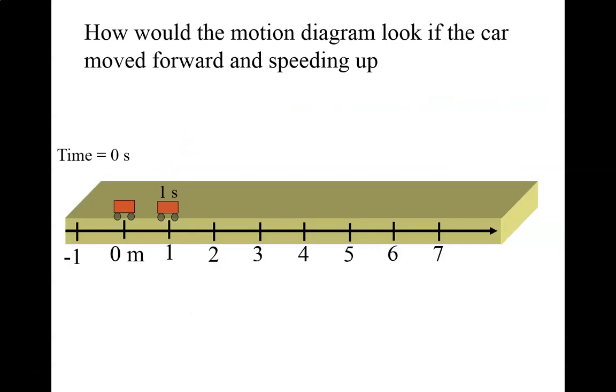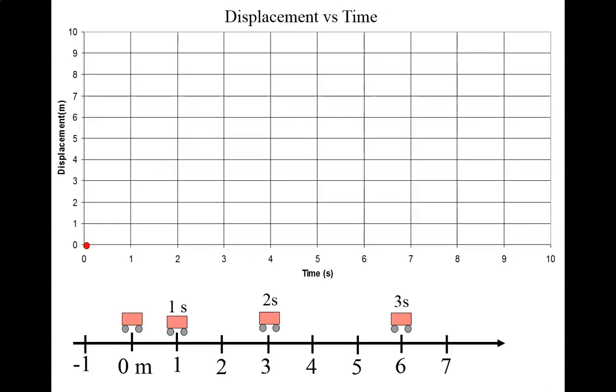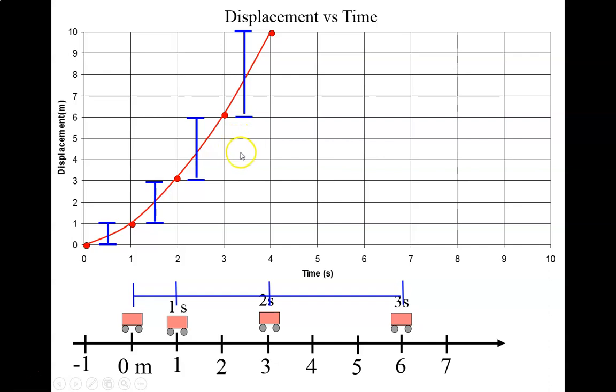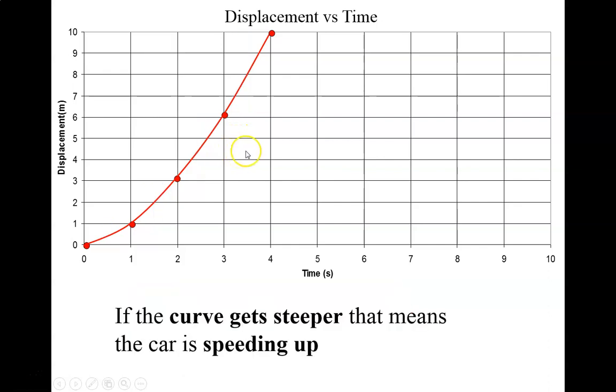Okay, what would it look like if the car were to be moving forward and speeding up? Well, the spacing is going to increase, and our curve is going to do this. Okay, so here it's getting steeper. It starts off a little bit flatter, and then gets steeper and steeper, and that means that it's speeding up. So the steeper the curve, the faster it's moving. So if it gets steeper, it's speeding up.